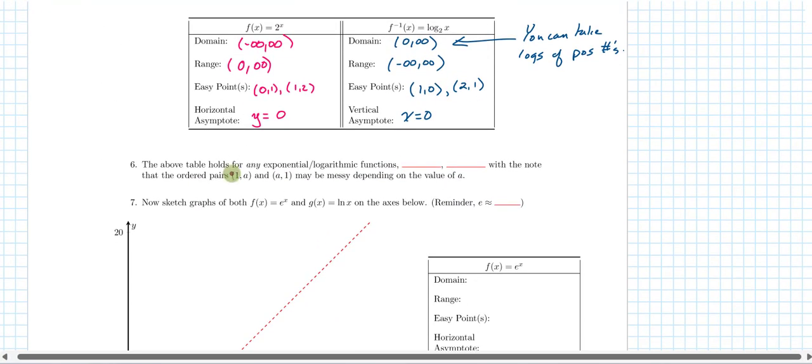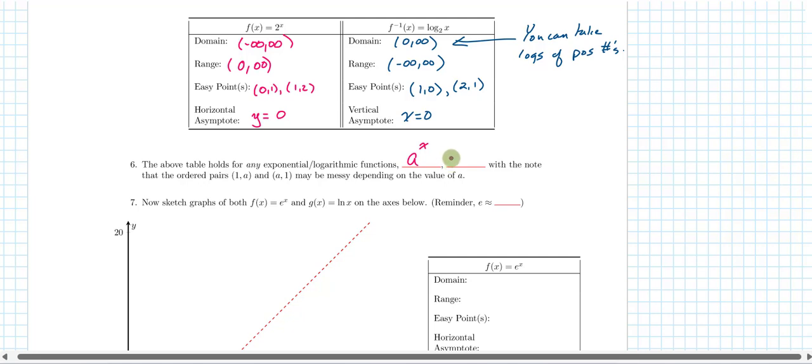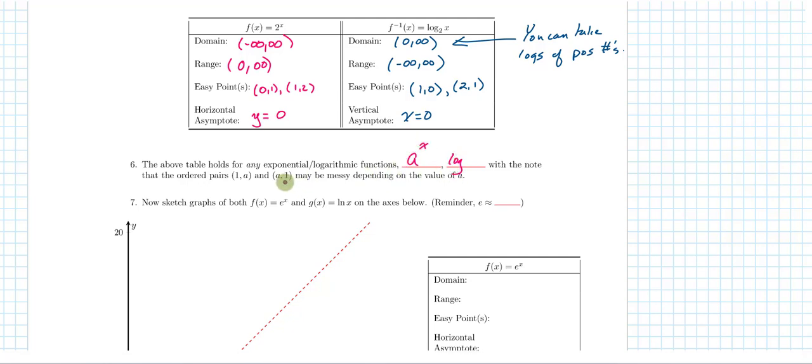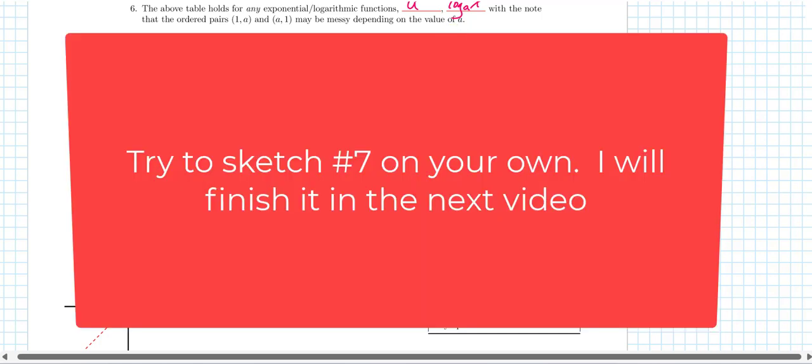So the above table actually holds for any exponential and logarithmic functions. We could write the exponential function in the form a to the x, and the logarithmic function as log base a of x. And you should note that because anything to the 0th power is 1, we will always have the ordered pair 0, 1 on the graph of an exponential function prior to any transformations, and we will always have the ordered pair 1, 0 on the graph of any log function. Okay. Let's take that in mind here as we do this last sketch.